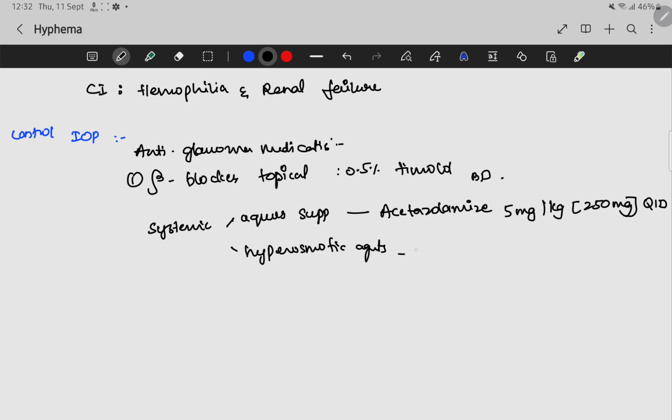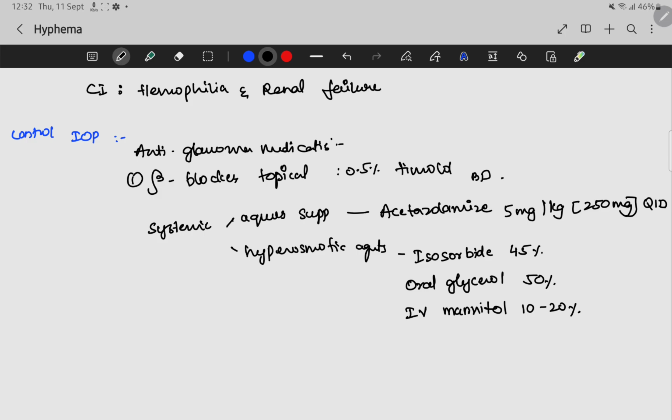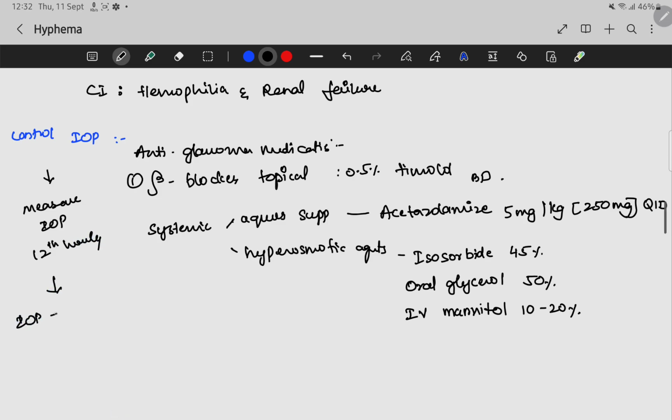In hyperosmotic agents, isosorbide 45%, oral glycerol 50%, or IV mannitol 10 to 20%. So we have to measure IOP hourly till the IOP comes to 24 mm of Hg.